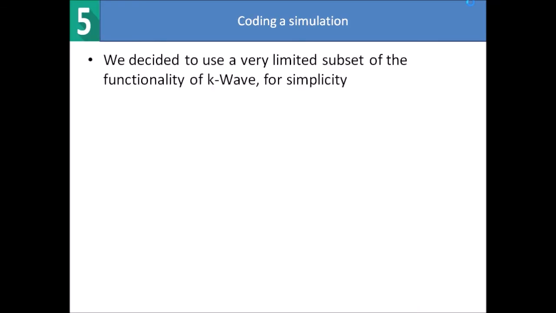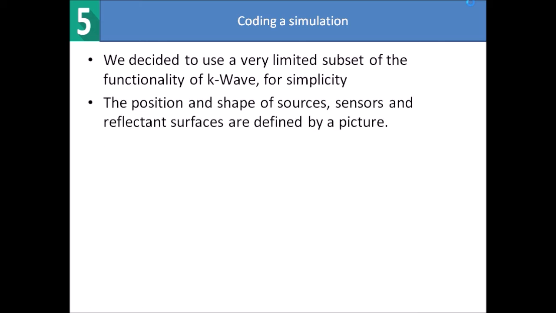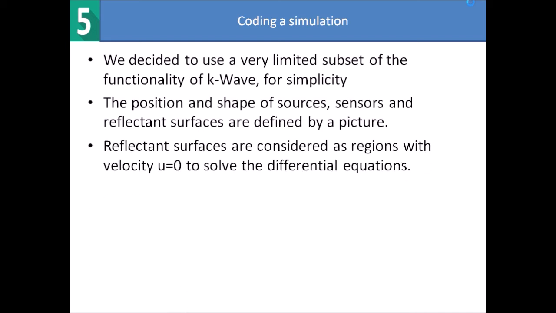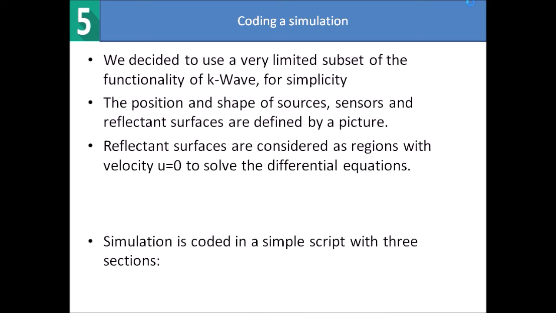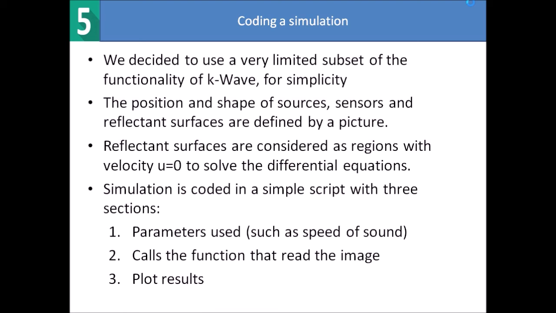We decided to use a very limited subset of the functionality of k-Wave for simplicity. The position and shape of sources, sensors, and reflecting surfaces are defined by a picture. Reflecting surfaces are considered as regions where velocity equals 0 to solve the differential equations. Simulation is coded in a simple script with 3 sections. 1. Parameters used, such as the speed of sound. 2. Calls the function that reads the image. 3. Plot the results.